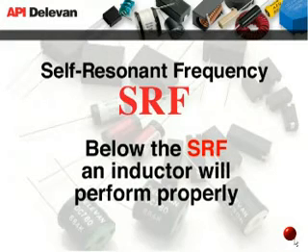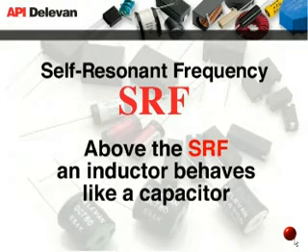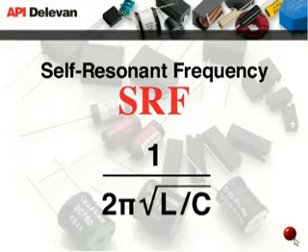Below the SRF at a given frequency, an inductor will perform properly, but above the SRF, an inductor behaves like a capacitor. The SRF is normally specified in megahertz, gigahertz, or kilohertz as a minimum. The SRF is easily calculated. SRF is equal to 1 divided by 2 pi times the square root of L times C, L being the inductance, C being the capacitance.